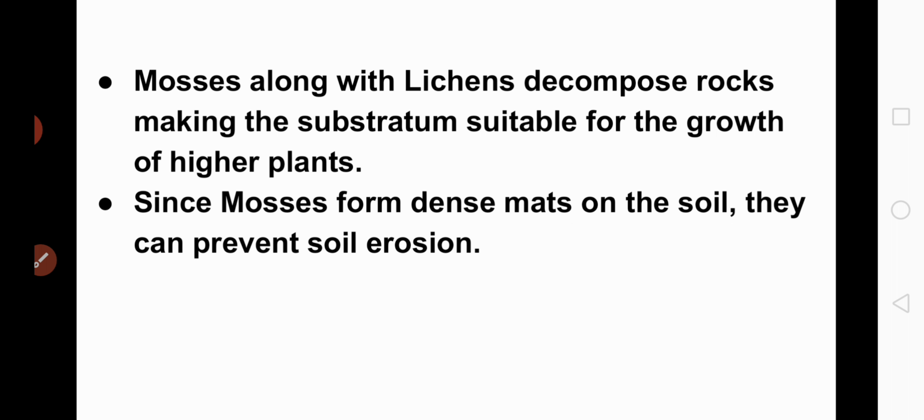And since mosses form dense mats on the soil, they can prevent soil erosion. So these are some of the importance of bryophytes.